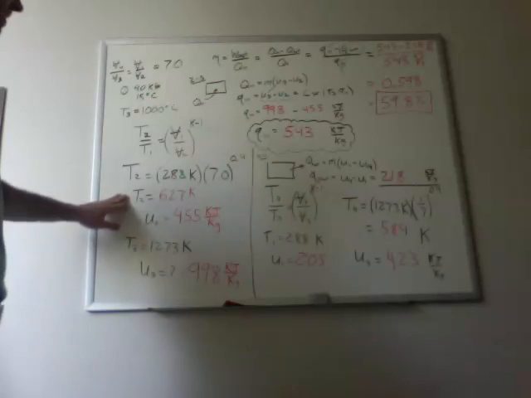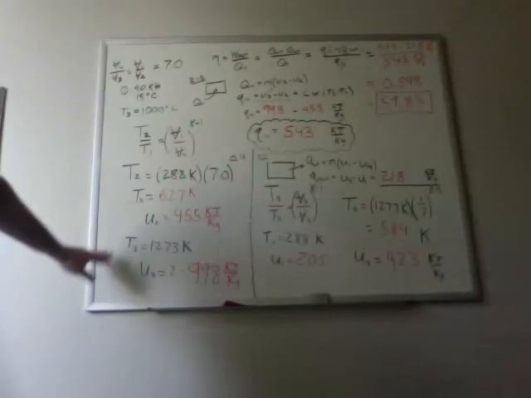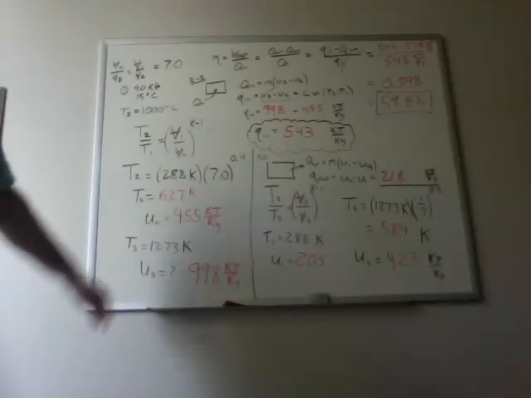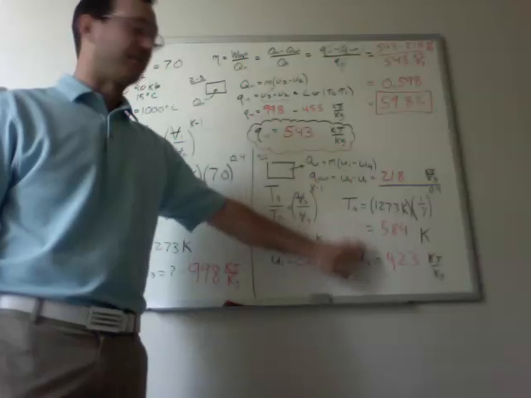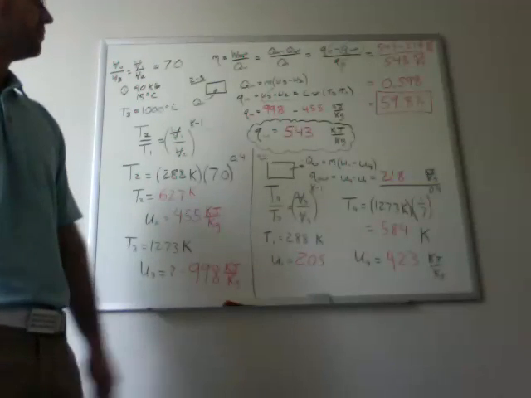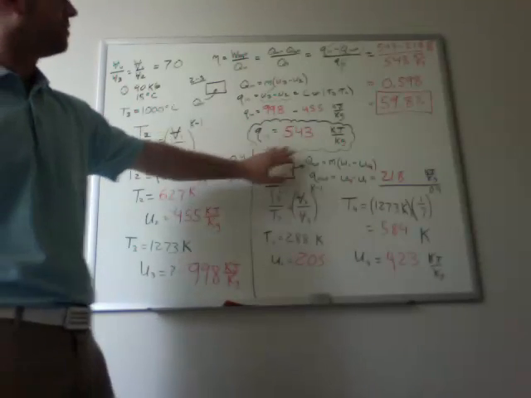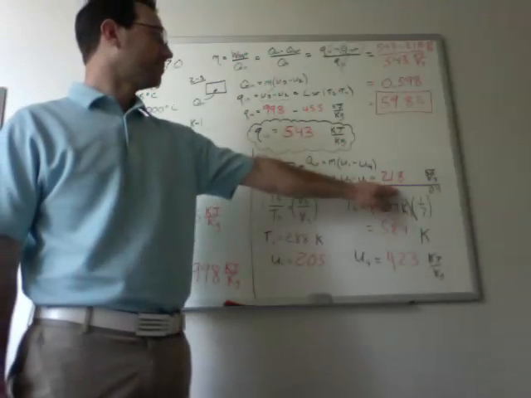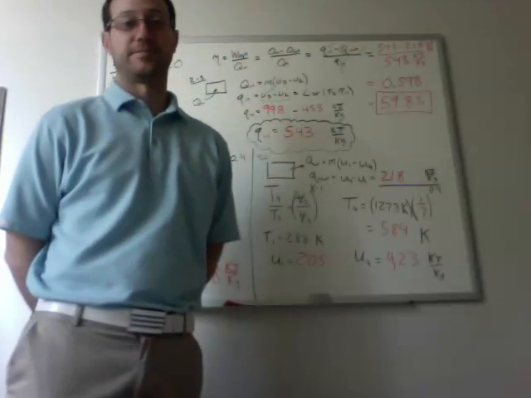But basically, we calculated T2. From that, got U2. We knew T3, so we looked up U3. We calculated T4. From that, we could look up U4. We knew T1. We could calculate U1. Based on that, we calculated Qin and Qout. With Qin and Qout, we calculated the efficiency.